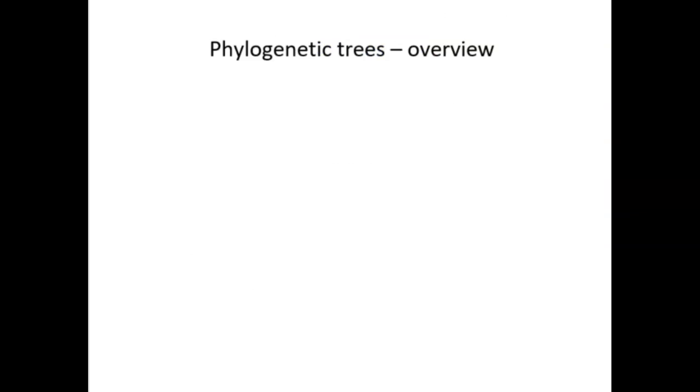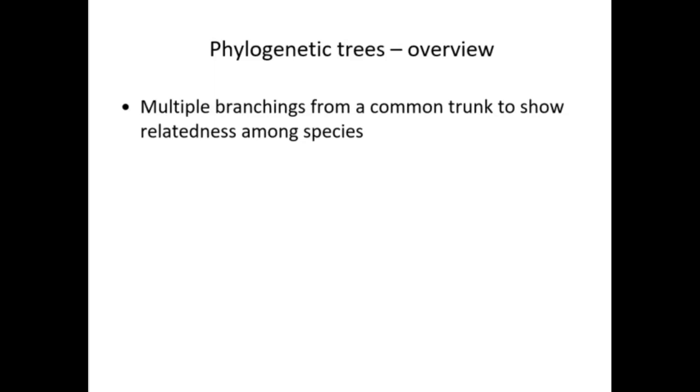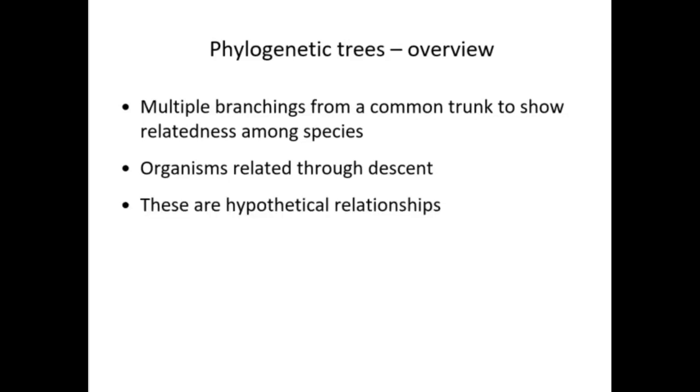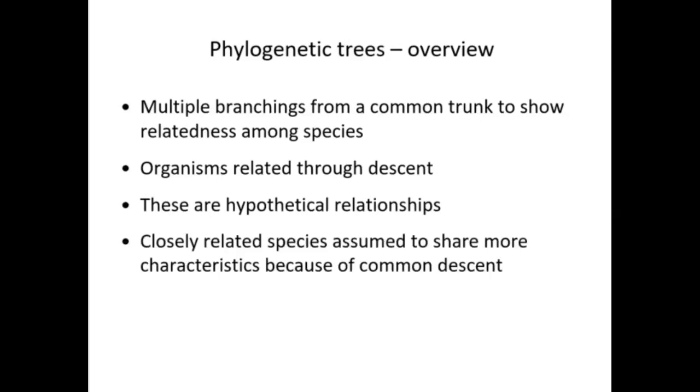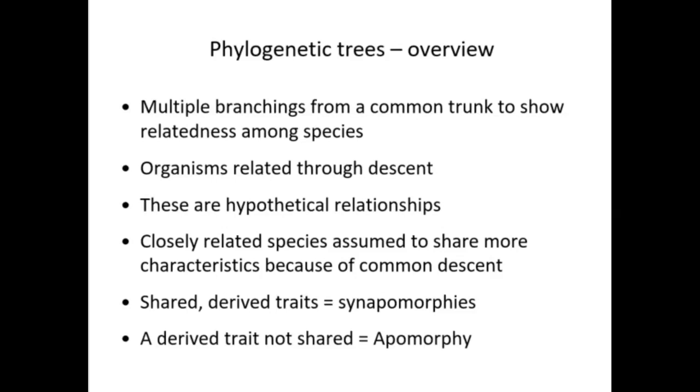Okay, here's a quick review of some of the things we've learned so far. Multiple branchings from a common trunk to show relatedness among species is the way that phylogenetic trees work. Organisms are related to one another through descent. These are hypothetical relationships that are depicted in phylogenetic trees. Closely related species are assumed to share more characteristics because of common descent. Shared derived traits are known as synapomorphies, while a derived trait that's not shared is known as an apomorphy.